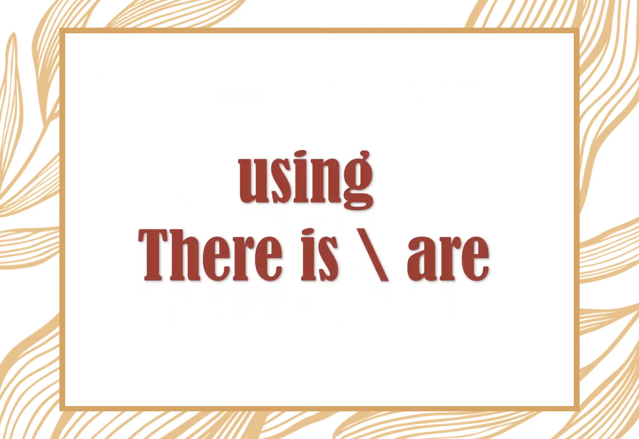Using there is and there are. And I think that you can differentiate between both of them. We use there is if we have only one thing. We use there are if we have two things or more. So there is for only one thing, there are for two or more things. Okay, we will see more examples.